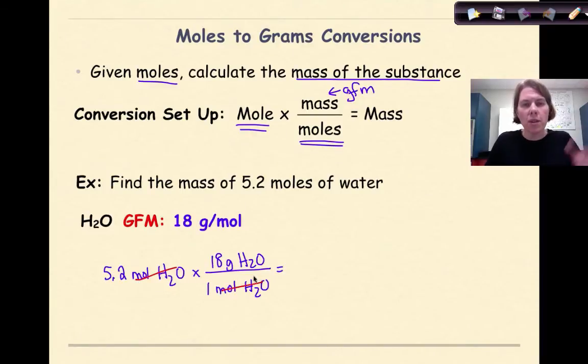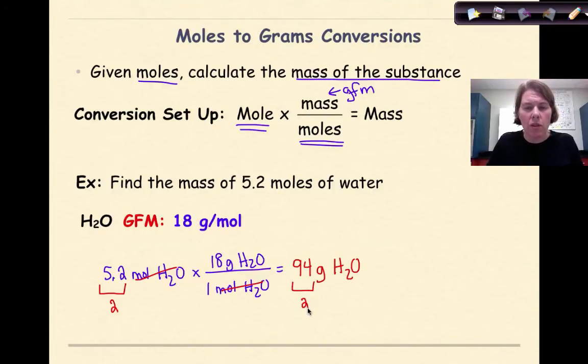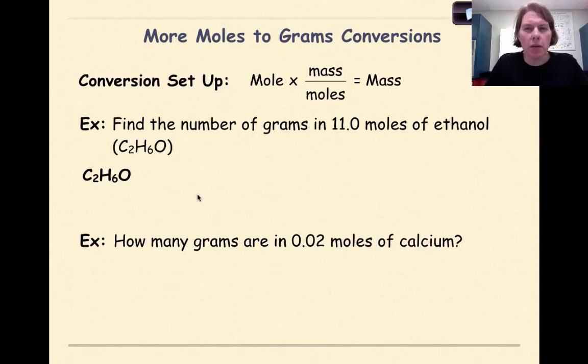Moles cancel moles. I'm canceling down and to the right. 5.2 times 18 divided by 1, and that's going to give me an answer of 94 grams of water. When I put it into my calculator, I believe I get 93.6, but again, I'm starting with 2 significant figures. I need to end with 2 significant figures. Let's look at more mole to gram conversions.